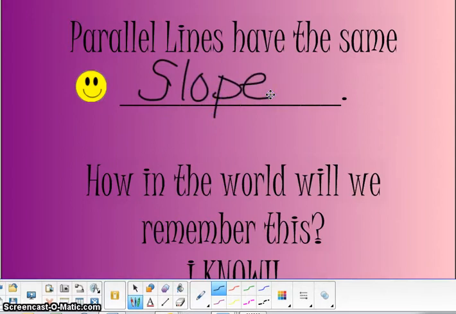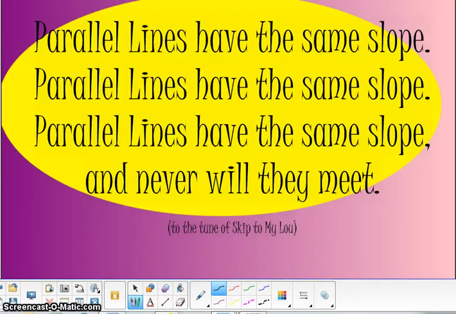So how in the world are we going to remember this? This will be a little extra assignment. You'd have to look up the tune of Skip to My Lou and see if you can relate "parallel lines have the same slope and they will never meet" to the tune of Skip to My Lou.